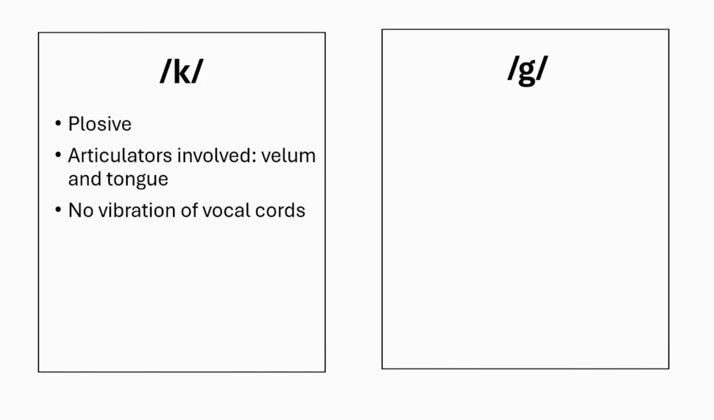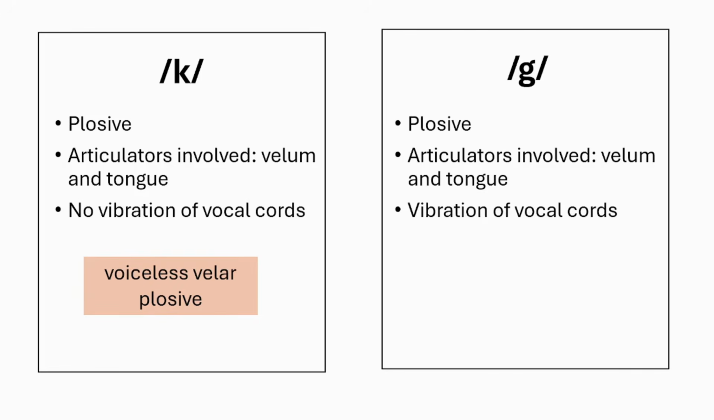The last pair of plosive sounds is k and g. In the articulation of the first one, k, the articulators involved are the velum or soft palate and the tongue, because the back of the tongue approaches the velum. It makes contact with the velum, blocking the airflow that comes from the lungs. And then, of course, the air is released. In the production of this sound, there is no vibration of vocal cords. That's why it is called the voiceless velar plosive. In the case of g, there is vibration of the vocal cords, and the articulators involved are the same, so it is called the voiced velar plosive.